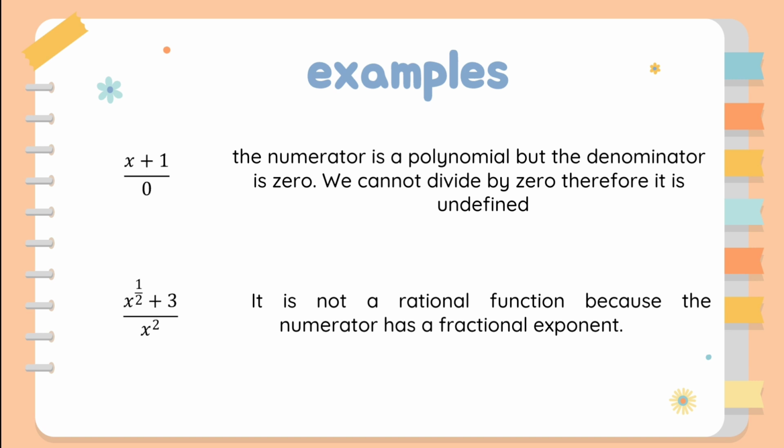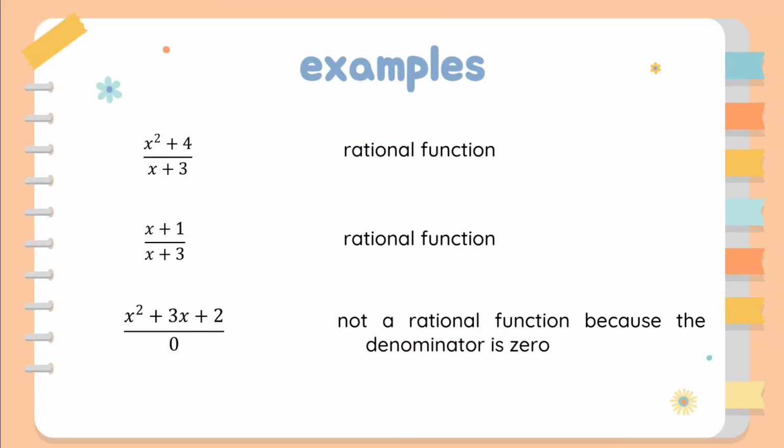Example number 2. x to the power of 1/2 plus 3 over x squared is not a rational function because the numerator has a fractional exponent, therefore it is not a polynomial. Example number 3. x squared plus 4 over x plus 3 is a rational function. Example number 4. x plus 1 over x plus 3 is also a rational function. And lastly, example number 5. x squared plus 3x plus 2 over 0 is not a rational function because the denominator is 0.